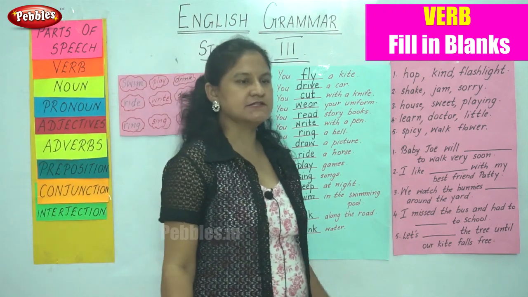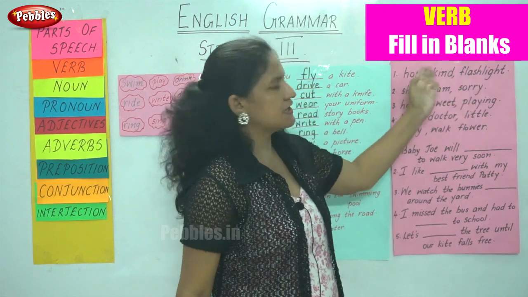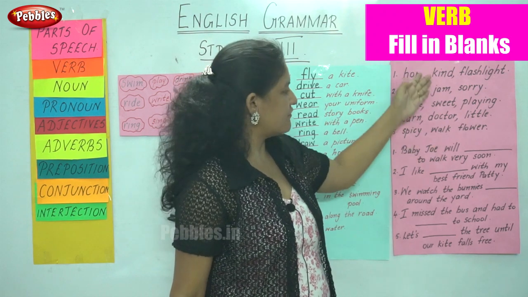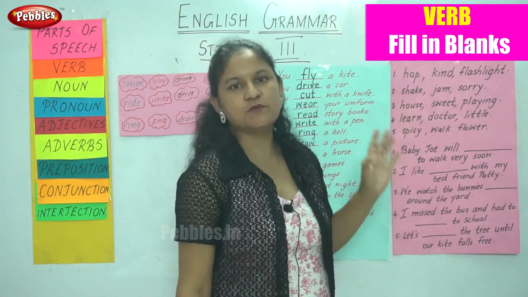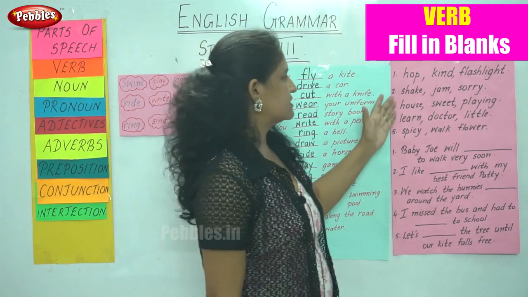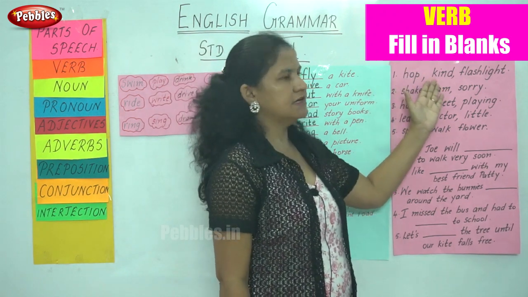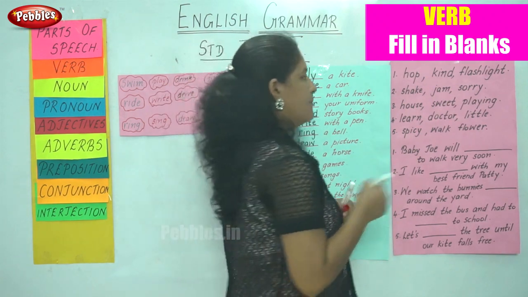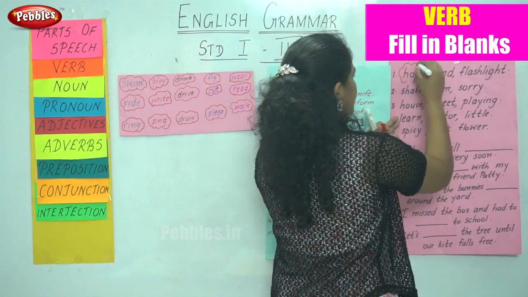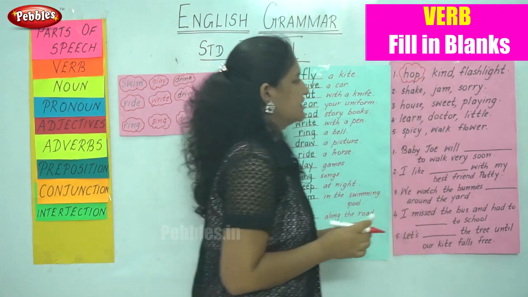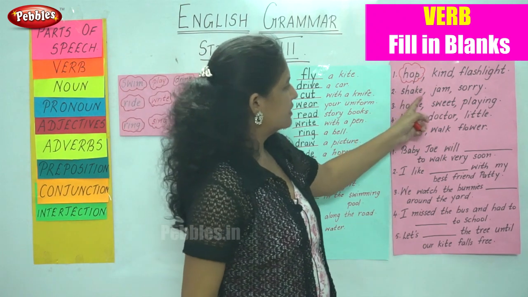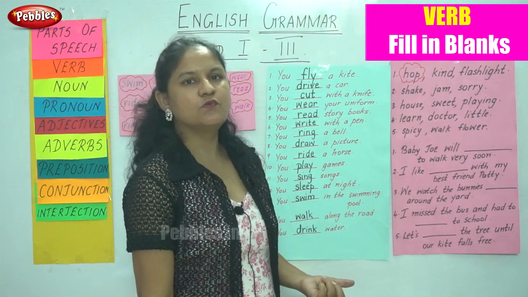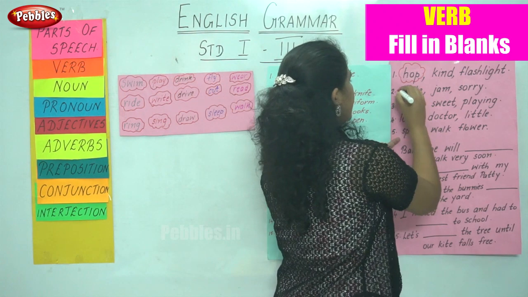And in this exercise, in the first sentence, there are three words and you have to pick out the correct verb. So you have 5 sentences like that. We are first going to pick out the verbs. So the first we have hop, kind, flashlight. So what is the action word there? So the word hop becomes the action word. The next sentence we have shake, jam, sorry. So what is the action word there? The word shake becomes the action word.